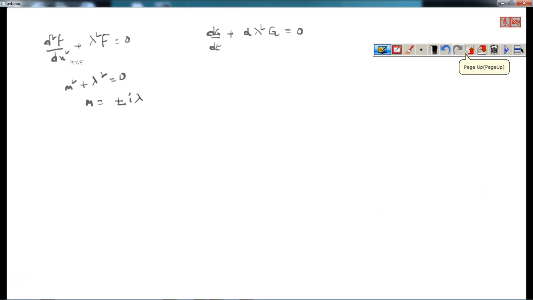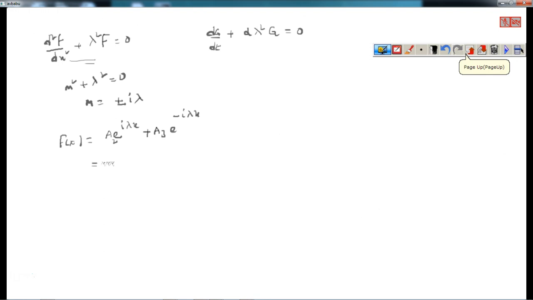This characteristic equation can be written in the form m square plus lambda square is equal to 0, where m is equal to d square by dx square. Then m is equal to plus or minus i lambda, and the solution f of x, which is a function of x only, is f of x is equal to a2 into e to the power of i lambda x plus a3 into e to the power of minus i lambda x.